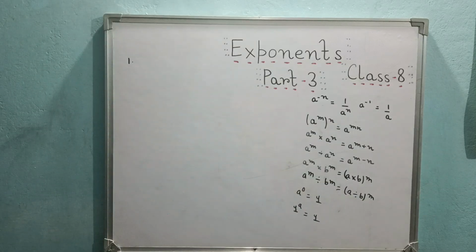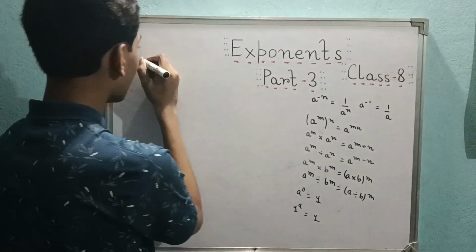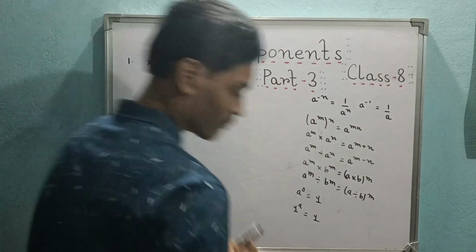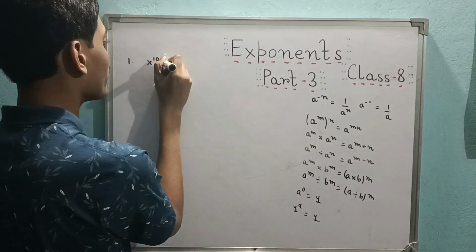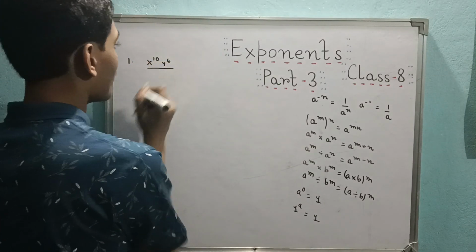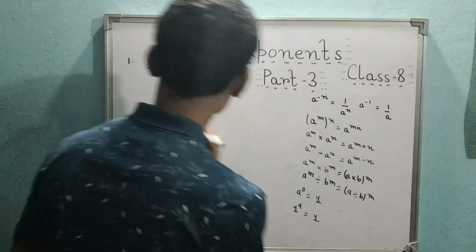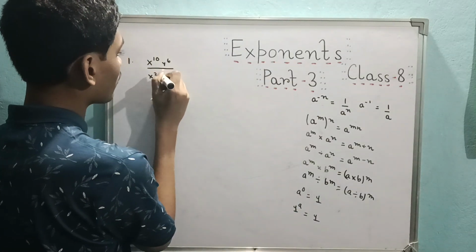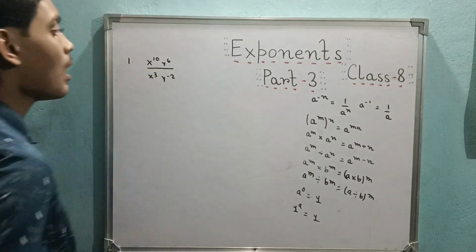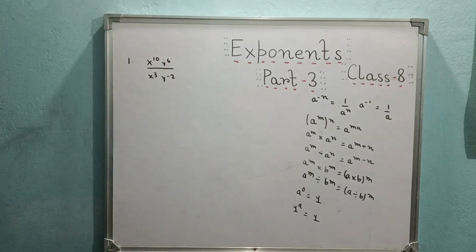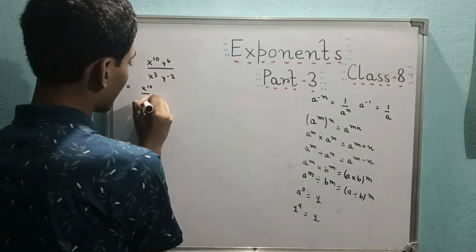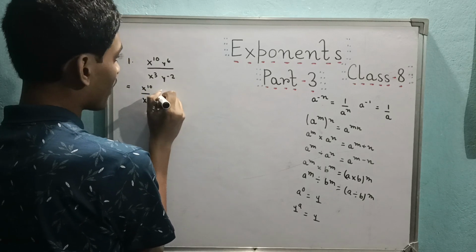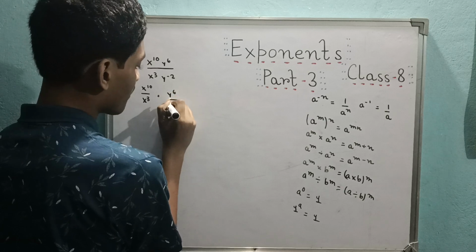First one, an easy one for you. Just you have to simplify this. It is like this: x to the power 10 y to the power 6 divided by x to the power 3 into y to the power minus 2. How can we simplify this? We can write this in one way. How? See, this can be written as x to the power 10 by x to the power 3 multiplied by y to the power 6 divided by y to the power minus 2.